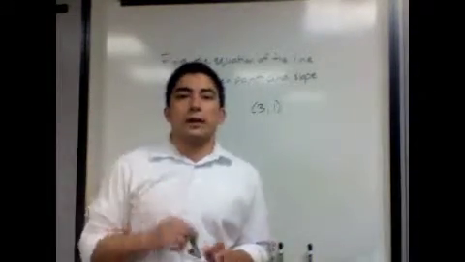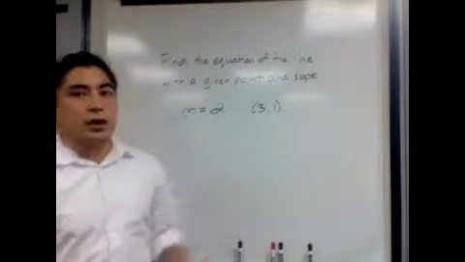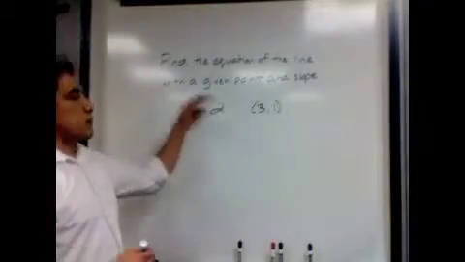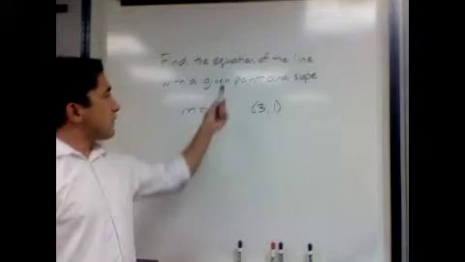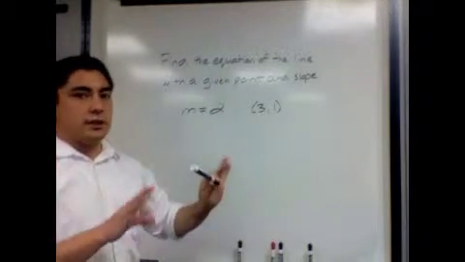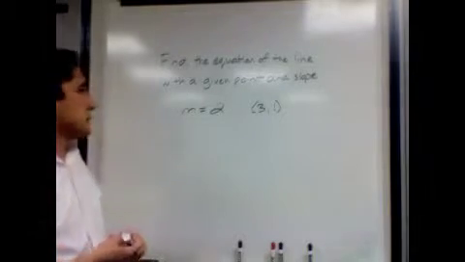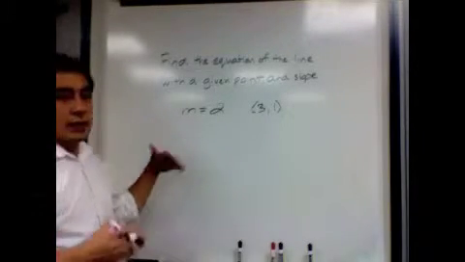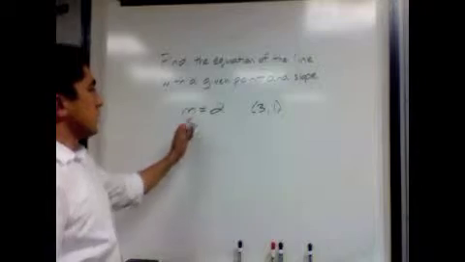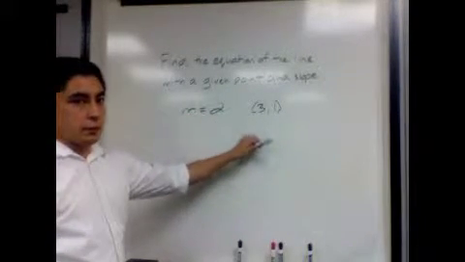Alright, so for our next example, you're asked to find the equation of the line with a given point and slope. Now if it ever asks for the equation of a line, it just says find the equation of a line, assume that it's talking about slope-intercept. Okay? So we need to get it to y equals mx plus b. Well, we have our slope, we have a point.